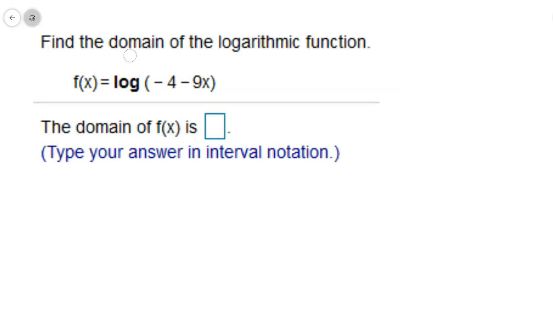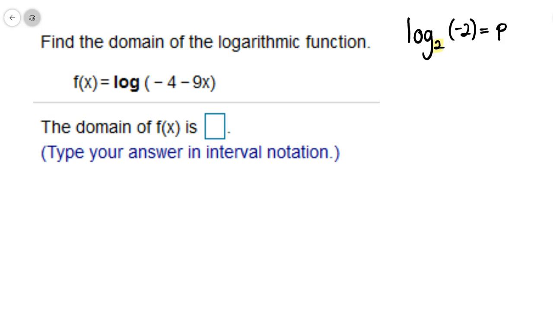The next question says find the domain of the logarithmic function f of x equals log of negative 4 minus 9x. The domain of logarithmic functions is found with the idea that you can only take the log of positive values. Let me explain that in more detail. Let's say I try to find the log base 2 of negative 2. I'm not sure what this is going to equal, so I say it's equal to p, and then I'm going to rewrite this as an exponential.